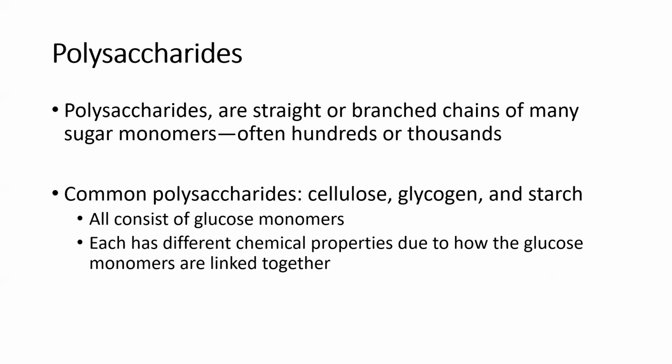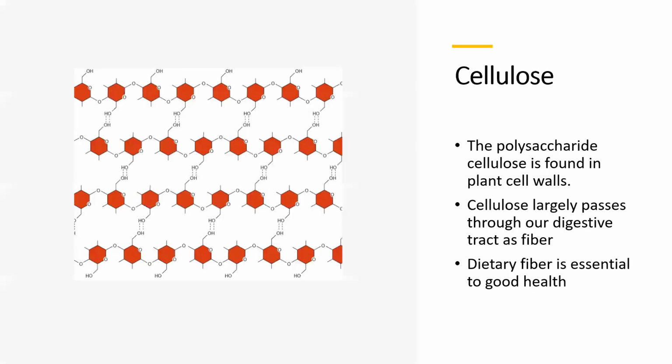They are all made up of glucose. It's just a bunch of glucose connected together, but the way you connect them is a little bit different. I'll show you. So we have cellulose, glycogen, and starch. Those are the three kinds of polysaccharides. They are all made up of glucose. Let me show you, starting with cellulose.